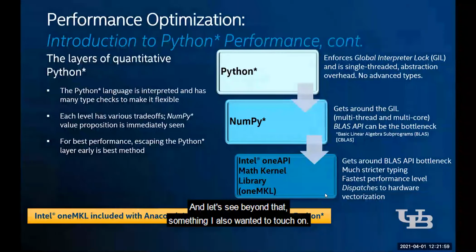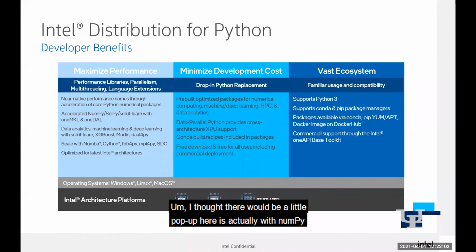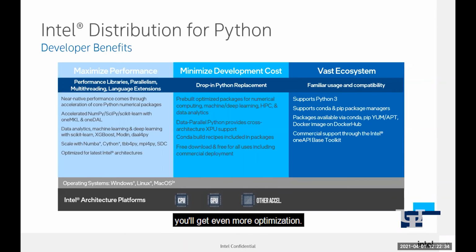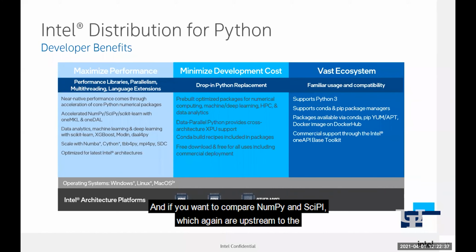And let's see, beyond that, something I also wanted to touch on is that with NumPy and SciPy, some of the optimizations for oneMKL are actually upstreamed to the default Conda channel. So if you just did Conda install NumPy or Conda install SciPy, without even specifying the Intel channel, you're already getting some of these optimizations. If you want even more optimizations, you could get NumPy or SciPy from the Intel channel, or from the AI Kit, and you'll get even more optimizations. And if you want to compare NumPy and SciPy from the default Conda channel to what's available without these optimizations, you could compare it to a pip install of NumPy or SciPy.